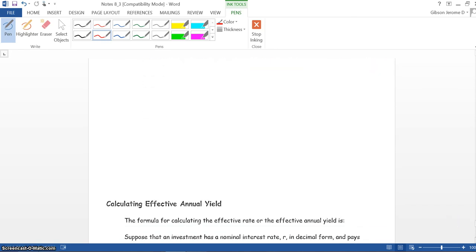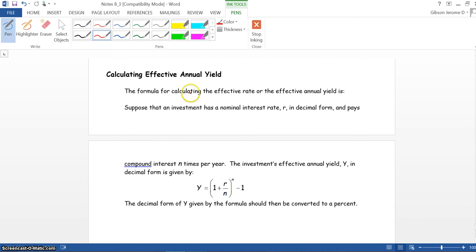Okay, now it says calculating effective annual yield. The formula for calculating the effective rate or the effective annual yield is, suppose that an investment has a nominal interest rate R in decimal form and pays compound interest N times per year. The investment's effective annual yield Y in decimal form is given by this formula here. The decimal form of Y given by the formula should then be converted to a percent.